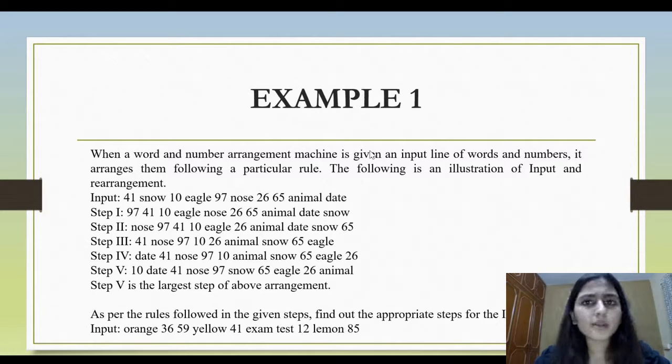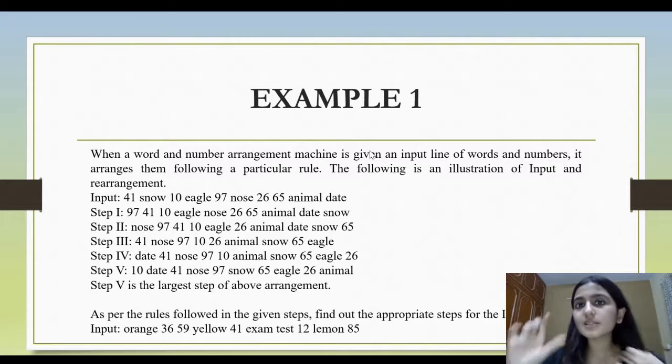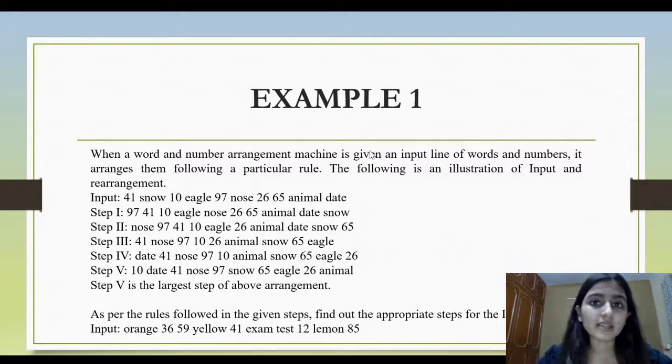Now let's apply the same thing which we applied to numbers to this given output. Here, we see that the smallest word, I'm using the word smallest just for the sake of simplicity. I hope you get that by smallest, I mean smallest in the alphabetical order. So the smallest word here is animal, which is to the absolute right. Then we have date, which is to the absolute left. Then we have eagle, which again moves to the right. Then we have nose, which again moves to the left. And then we have snow again towards the right. So the words also are following a right-left order.